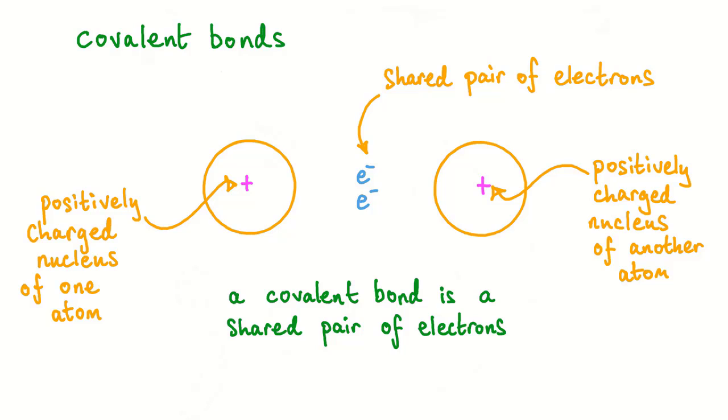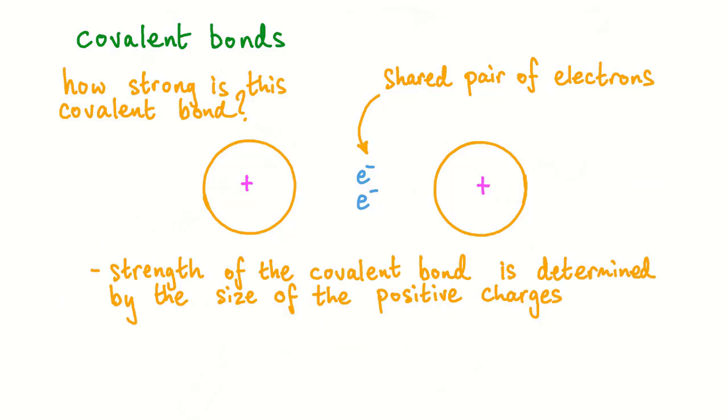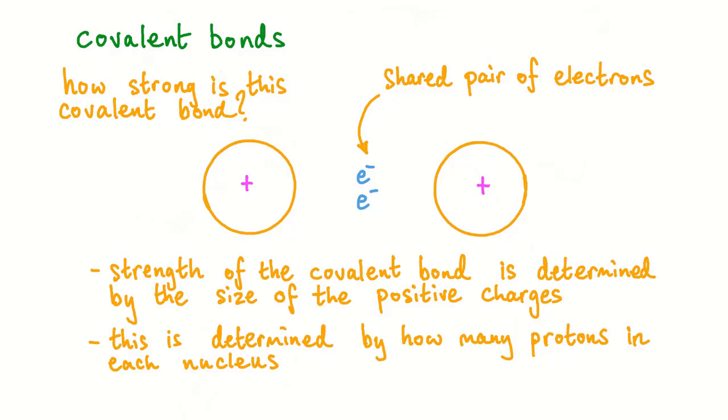Quite simply, it's the electrostatic attraction between the shared pair of electrons and the positively charged nucleus of each atom in the covalent bond. The more electrostatic attraction we have, the stronger this covalent bond will be. The electrostatic attraction is largely governed by the size of the positive charges in each nucleus. Since the positive charge in each nucleus is caused by positively charged protons, its size is determined by how many protons there are in each nucleus.